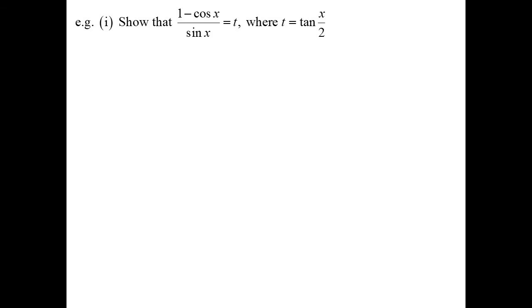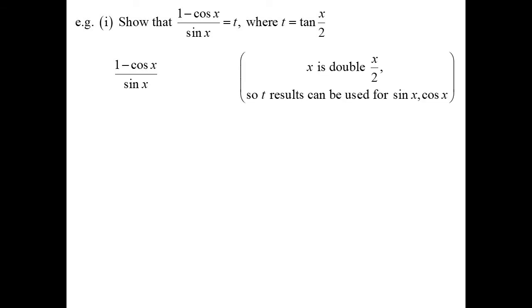So let's prove this little identity. 1 minus cos x on sin x could simply be t if we're using our t results. So it's important we define what t is. Otherwise that would be a pretty tricky question to do if we didn't know what t was. So 1 minus cos x on sin x. So in our t results, x is double x on 2, so we can use our t results. 1 minus t squared on 1 plus t squared, 2t on 1 plus t squared for the sin x. The nice thing about fractions when you're using t results, if it just involves sine and cos, they of course have the same denominator. So the cancelling is quite easy. You just multiply everything by the denominator.